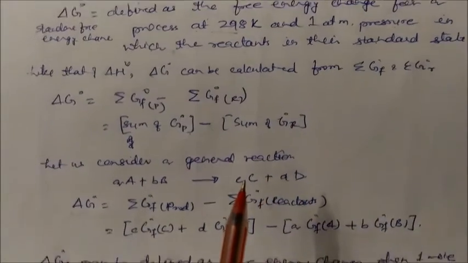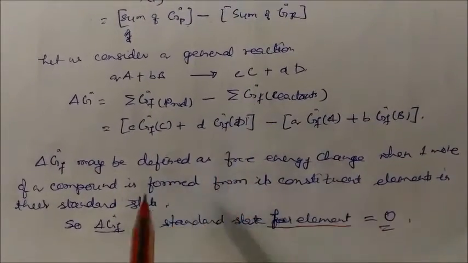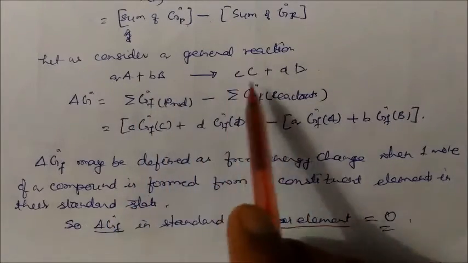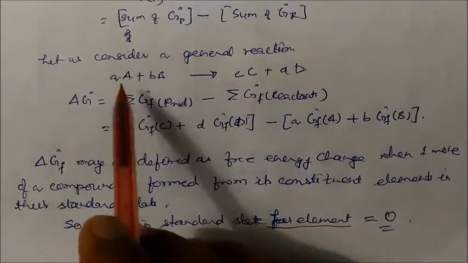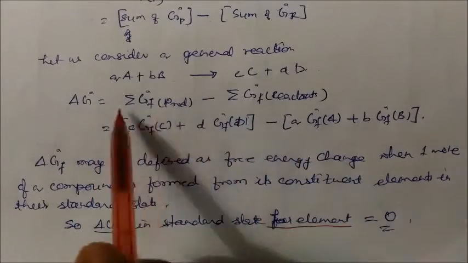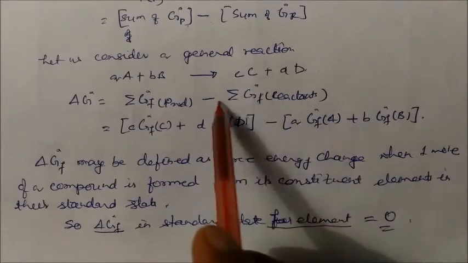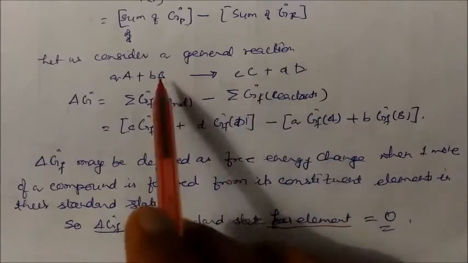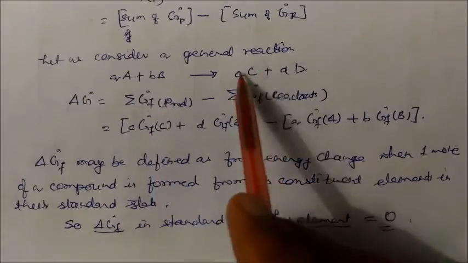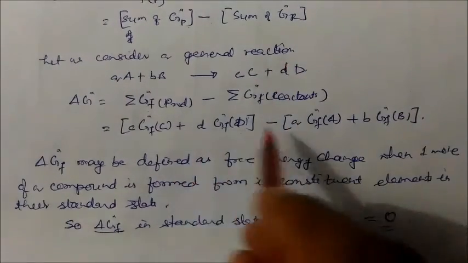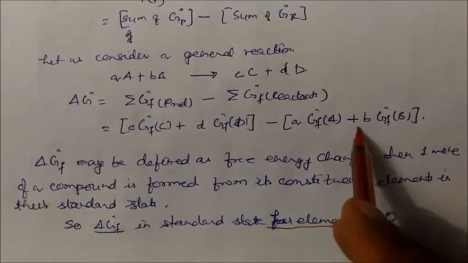So let us take one reaction. Suppose this is a general reaction, where A, B, C and D are the coefficients. The standard free energy of the reaction is the summation of the free energy of the products minus the summation of the standard free energy of the reactants. So C into free energy of C plus D into free energy of D, minus A into free energy of A plus B into free energy of B.